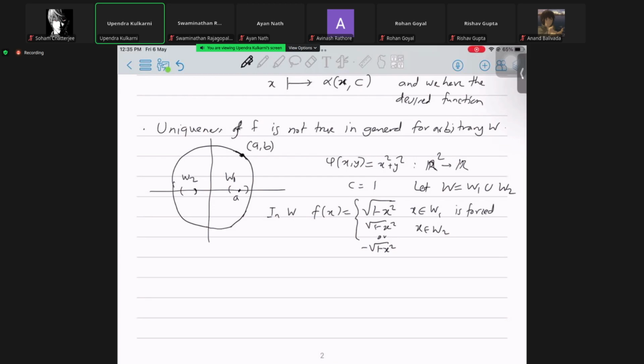So I have a choice for f on W2. So what should I insist for W in order to ensure that f is unique?